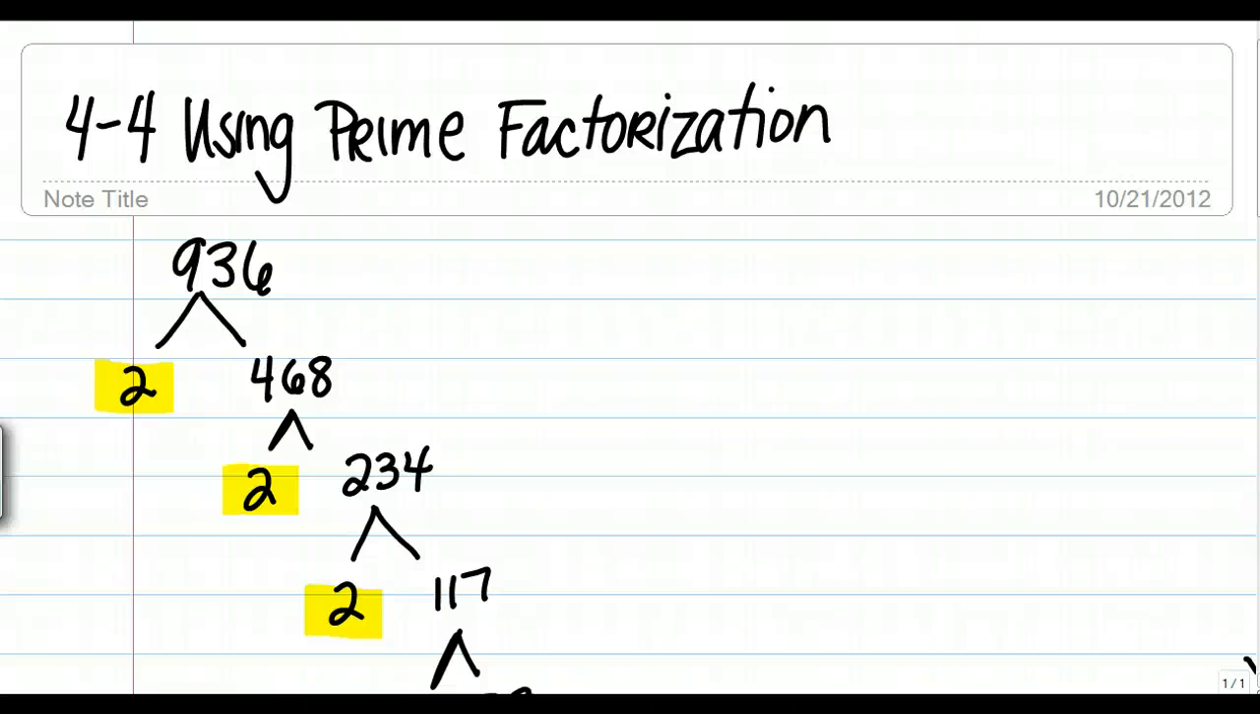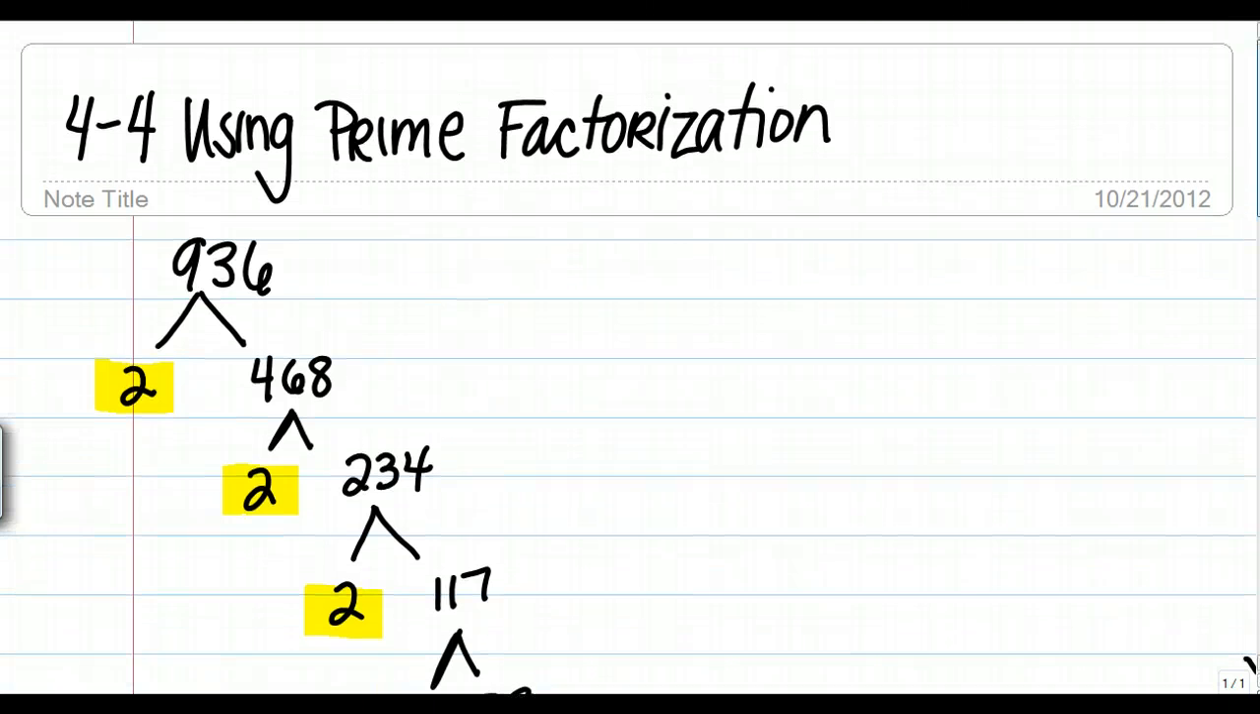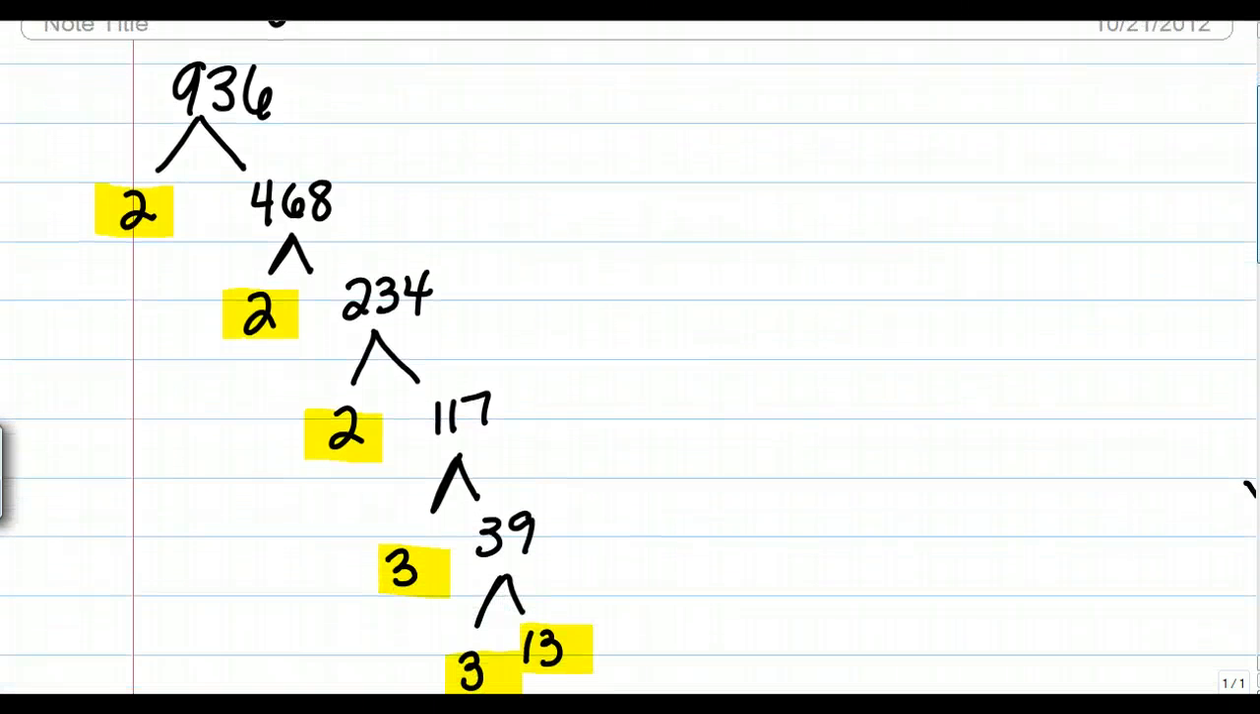We are doing prime factorization. We are talking about what's called the GCF or the LCM today. The first thing I want to remind you is how to do prime factorization.